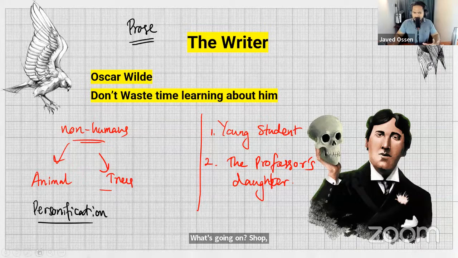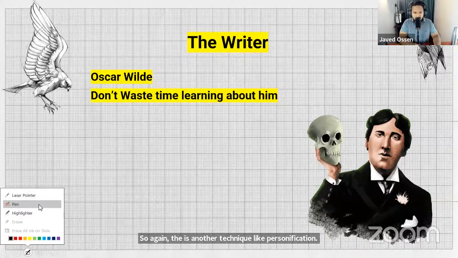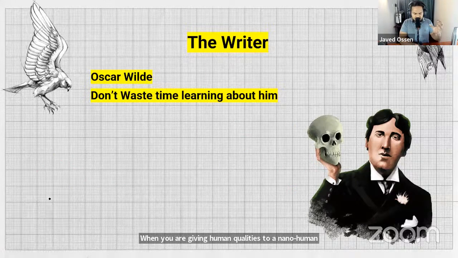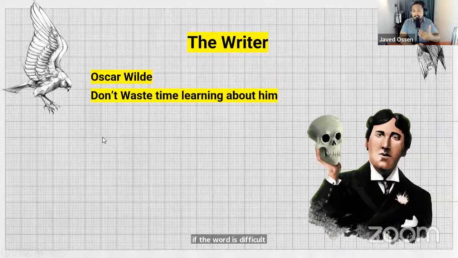So again, there is another technique like personification. When you are giving human qualities to a non-human thing, and you are really doing it, you're not imagining it. You really say that these animals are behaving like humans. That is called anthropomorphism, all right? It is a word that you can use once or twice. Don't worry if the word is difficult. Just remember the animals in the Nightingale and the Rose are behaving really like humans.